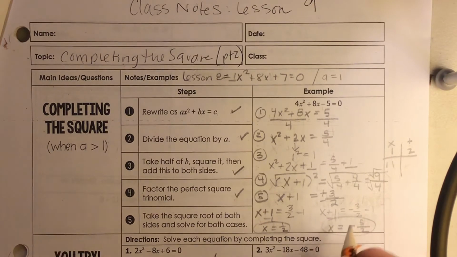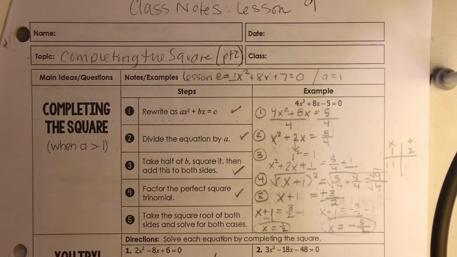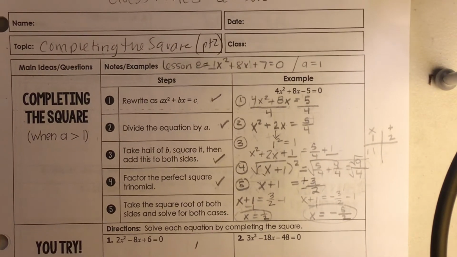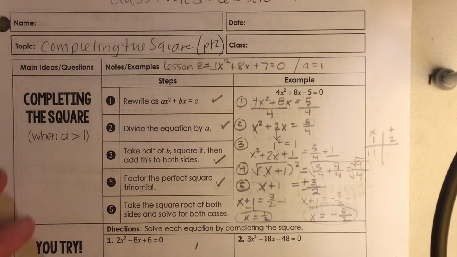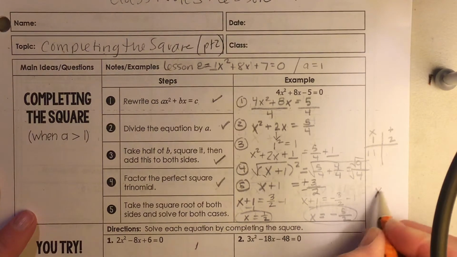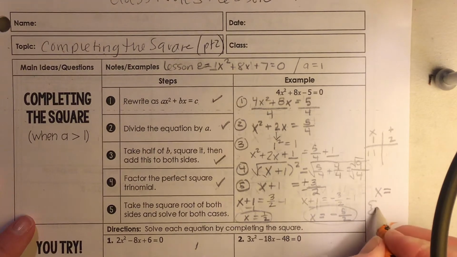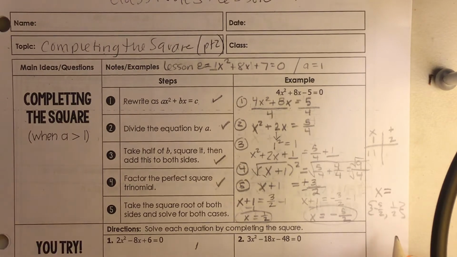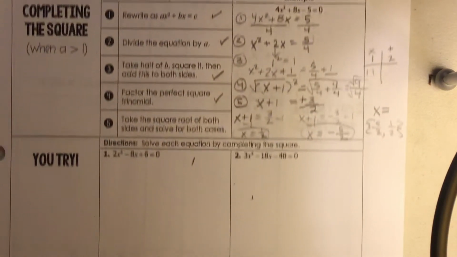Okay. And it's kind of a lot of work. Oh, can you still see it? Yeah, kind of. But remember, we have to write it in the set way. Where can I put this? Well, I guess I could write it over here. X equals the set of negative 5/2 and 1/2. And that's your answer. Okay.